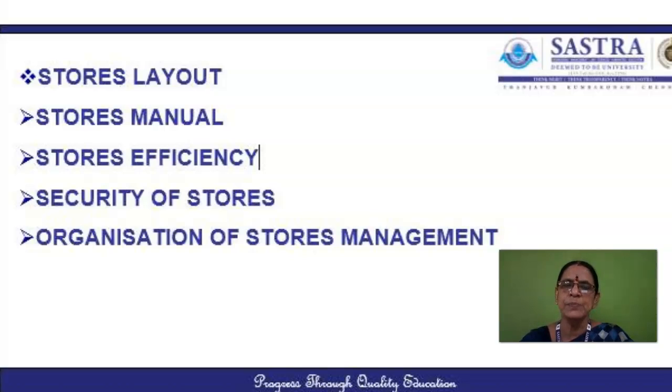Then the type of storage equipment. The type of storage equipment will decide the store's layout. That is, the shape and size of the pallets and the size of the other handling equipment will decide the store's layout also, because we must have the place for moving the pallets and the other skids and other things.